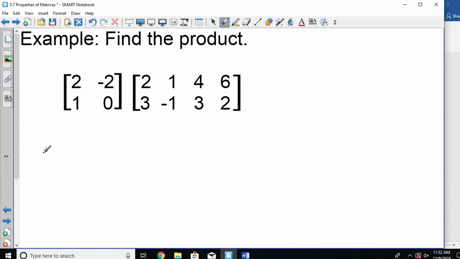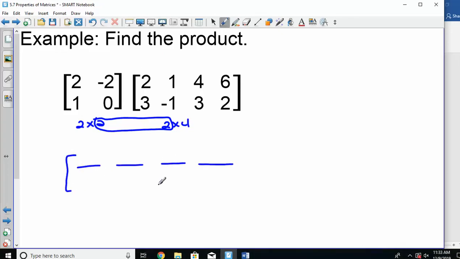The first one, what size is it? 2 by 2. The second one is, so the 2's match, so we can multiply them. The size of our answer will be 2 by 4, so 2 rows, 4 columns. So we have to get 8 total numbers here.